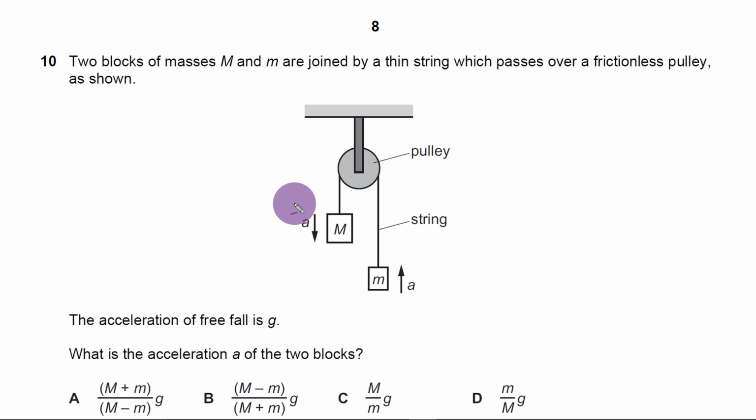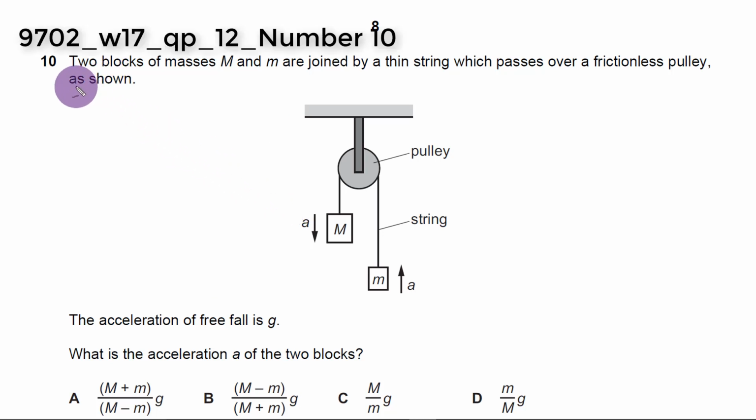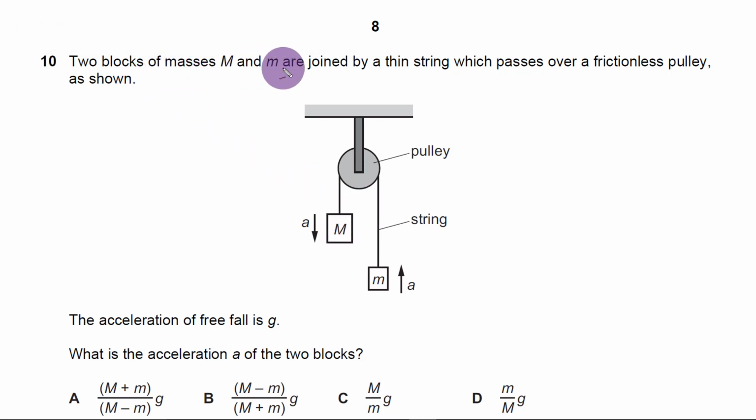Now here we look at the solution to question 10 of the October-November paper 2017, paper 1, variant 2. We are told that two blocks of masses M and small m are joined by a thin string which passes over a frictionless pulley as shown in this diagram. The acceleration of free fall is g. We are asked to calculate the acceleration of the two blocks.